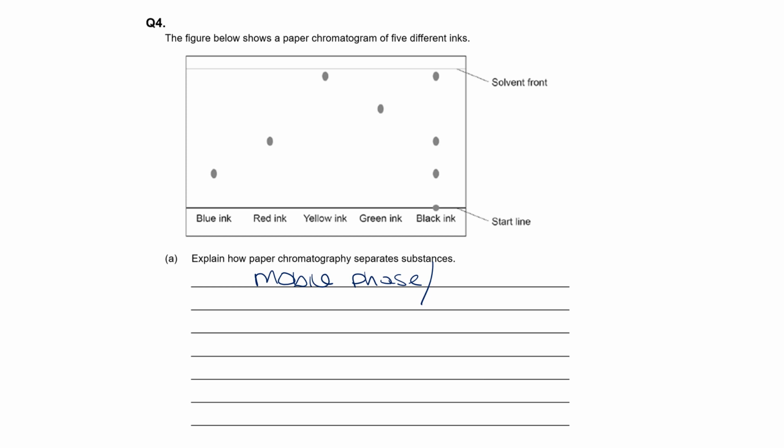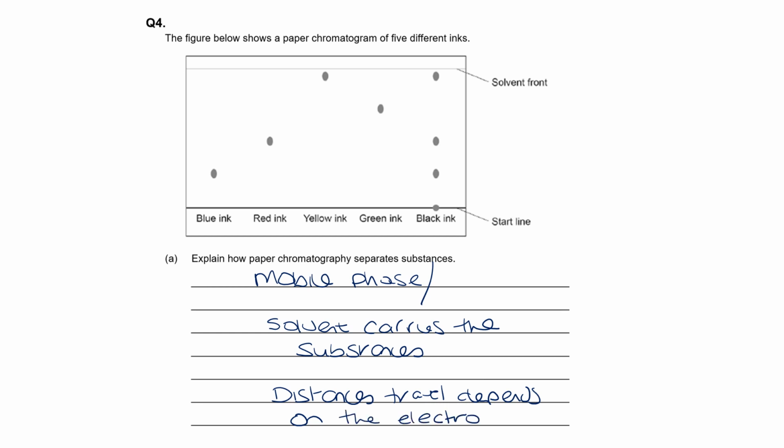Secondly, you must mention that it is the solvent that carries the substances different distances. And then finally, your last bit, this is the actual explanation, and the distances that the spots travel depends on, like I said, the electrostatic forces of attraction between the spots and the paper.